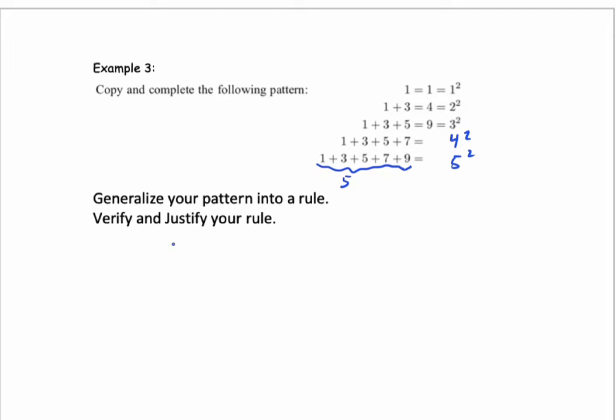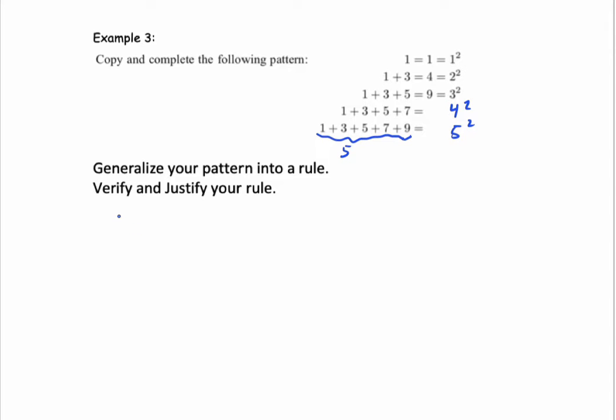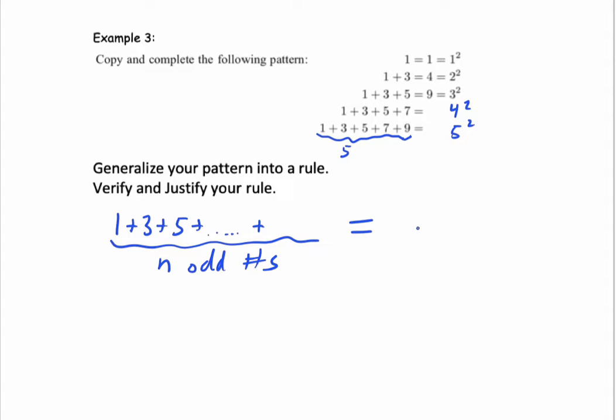Okay, so the way to justify that is, well, you can write your list: 1, 3, 5, there's many in between, 7, 9, 11, and so forth, and keep going until you have n odd numbers, and that equals n squared. So the rule is, if you add up n consecutive odd numbers, you get n squared.